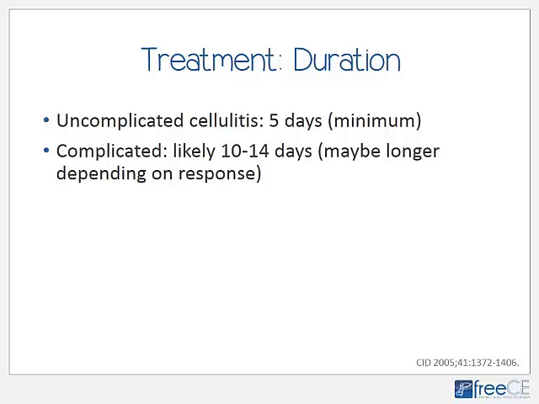So I want to just wrap up by telling you the treatment duration. You might have already guessed based on the studies we've talked about. In uncomplicated cellulitis, generally 5 days is the minimum. If it's more complicated, it takes longer to really clear up. Likely you're going to go 10 to 14 days, but it could be longer depending on the response.